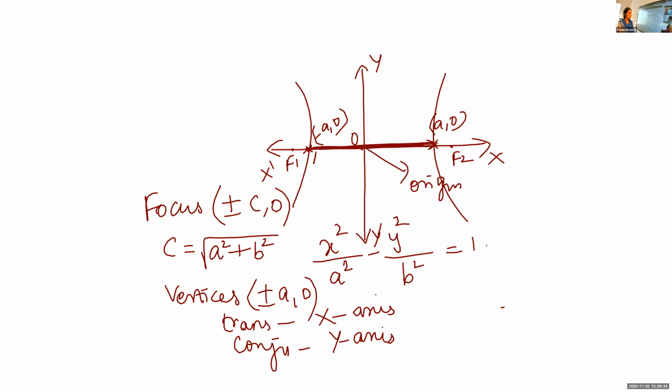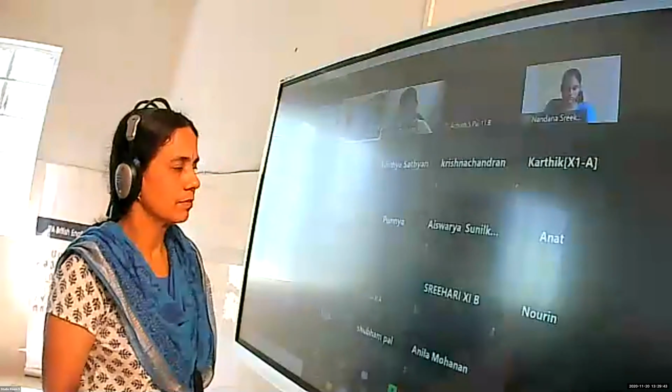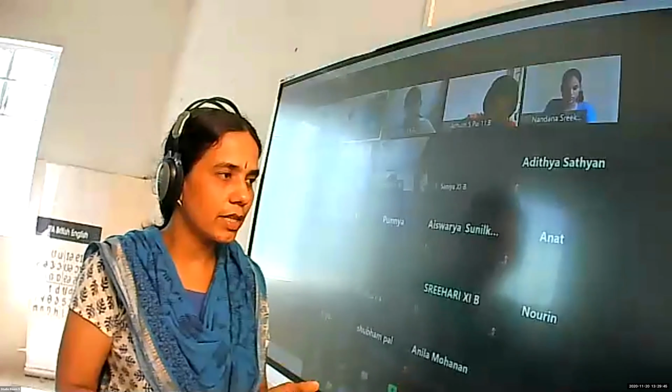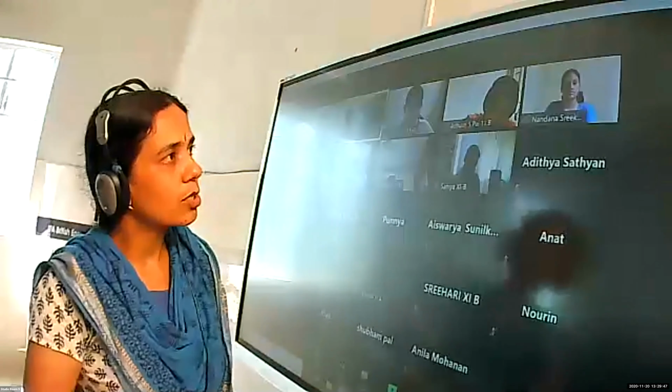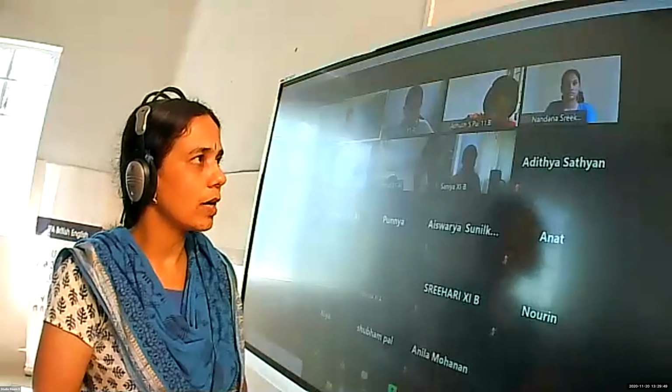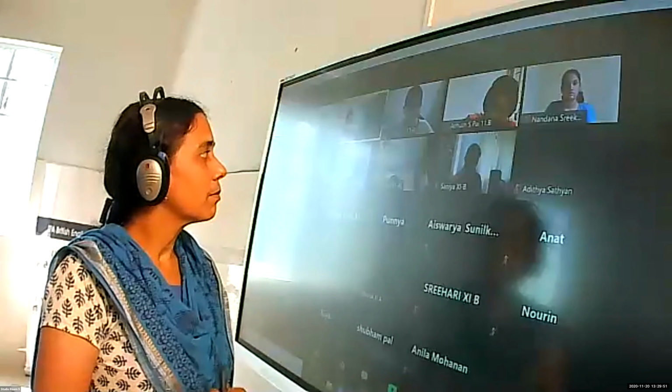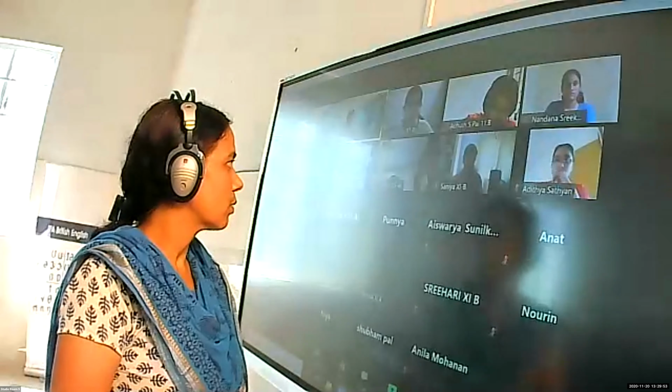Is it okay, children? This is the first case we are learning, where the focus lies on the x-axis. Whenever the focus lies on the x-axis, the equation of the hyperbola is x squared by a squared minus y squared by b squared is equal to 1.